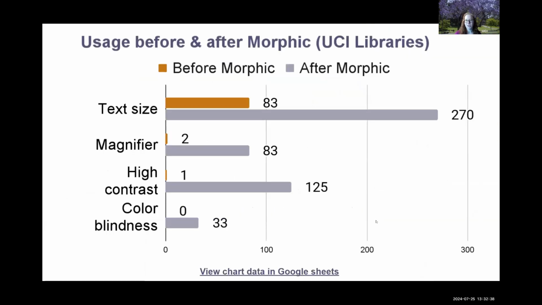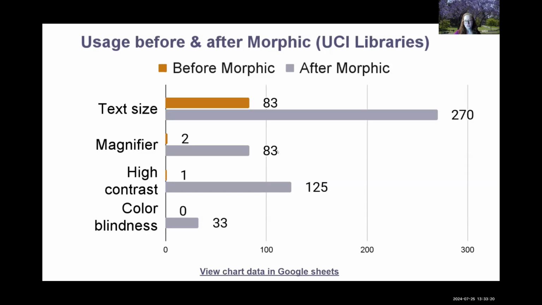So the UCI libraries have been piloting Morphic, and this bar chart shows the usage before and after we installed Morphic. The orange blocks are before Morphic was installed. The lavender is after Morphic. The text size tool saw 83 uses before we installed Morphic, and zooms in the way, 270 uses after the fact. The magnifier, high contrast, and color blindness tools didn't see much usage at all before we installed this. That's why there's little teeny tiny bars there. The color blindness tool, in fact, wasn't used during our testing period.